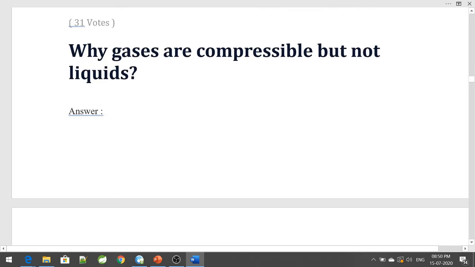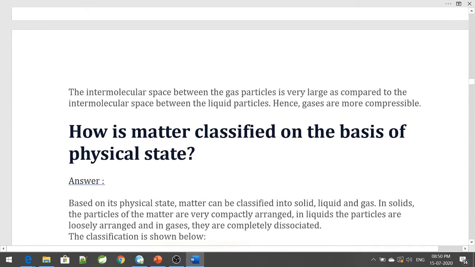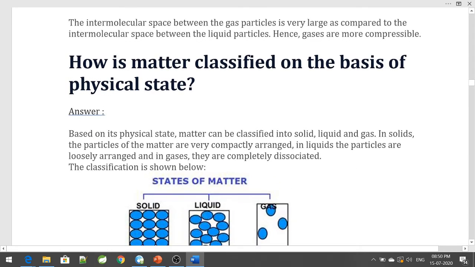Why are gases compressible but not liquids? The intermolecular spaces between the gaseous particles is very large as compared to the intermolecular spaces between the liquid particles. Hence, gases are more compressible.